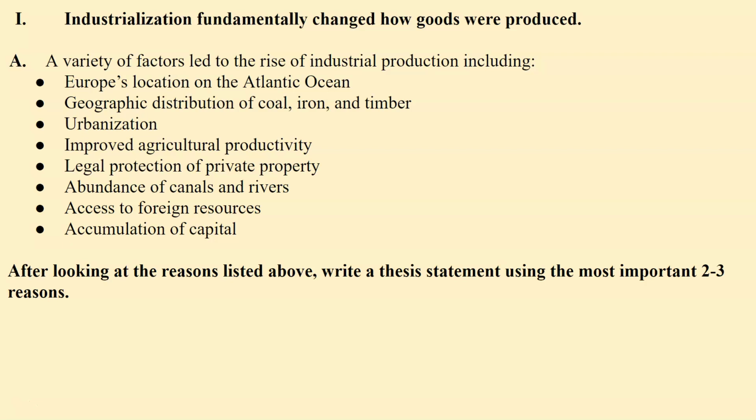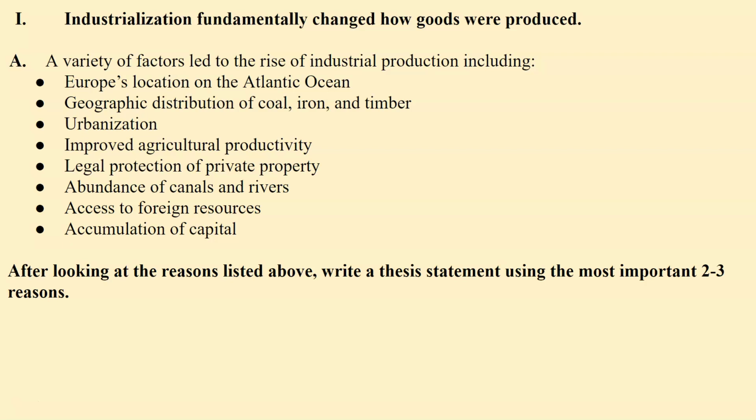So on this one, industrialization fundamentally changed how goods are produced. And it leads to a whole lot of things, actually a whole lot of things led to that. And here is some context. If we were to get a DBQ on industrialization, this would be some of the context you would use for it. Europe's location on the Atlantic Ocean, access to the trade routes, geographic distribution of coal, iron, and timber. Places like Great Britain and Germany and Northern Europe had a lot of this.